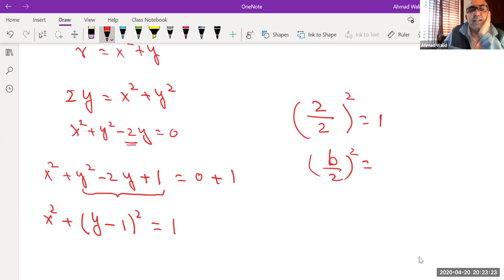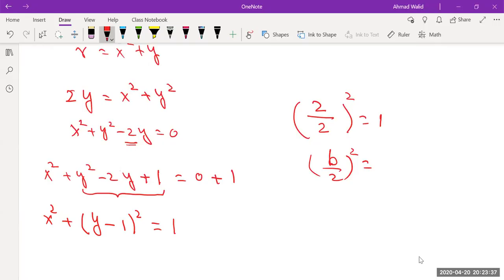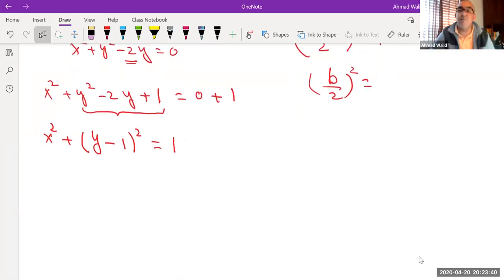Which equation is this? Who remembers? x squared plus y minus 1 squared equals 1. Which equation is this? The equation for a circle. Equation of a circle. Thank you. This is the equation of a circle. If I ask you how much is the center, can you tell me the center? How much is the center?